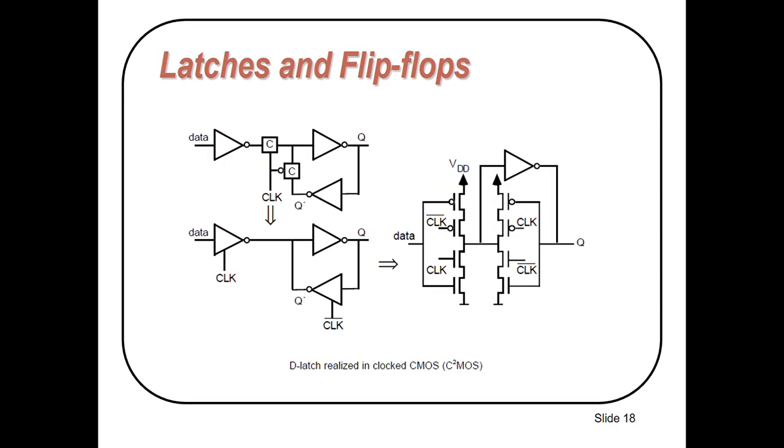This is the implementation of a D latch in clocked CMOS. Here you can see we can replace this circuit by this circuit and ultimately by this circuit. Here you can see these two tri-state inverters. Again we have just replaced these C switches by this clock and this clock bar.